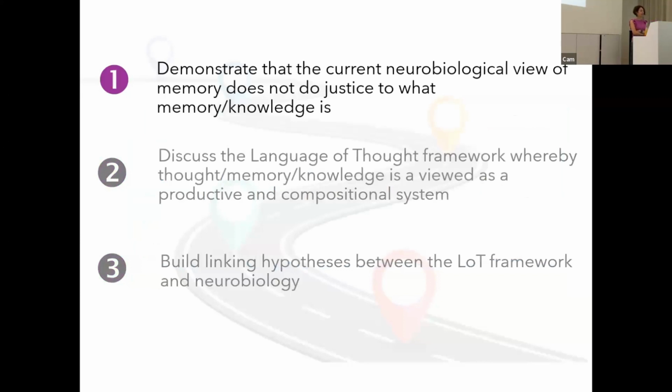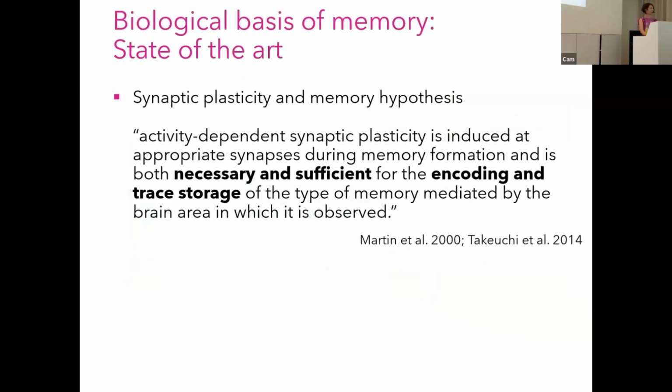What is the current state of the art in terms of the neurobiological basis for memory? I wouldn't have to say much about this to this audience, and parts of this were mentioned in the first talk by Juliana. The current state of the art is the synaptic plasticity hypothesis. One of the quotes that summarizes it very nicely: activity-dependent synaptic plasticity is induced at appropriate synapses during memory formation and is both necessary and sufficient for the encoding and storage of memory. It's a very strong hypothesis, making a necessary and sufficient condition for both memory encoding and storage.